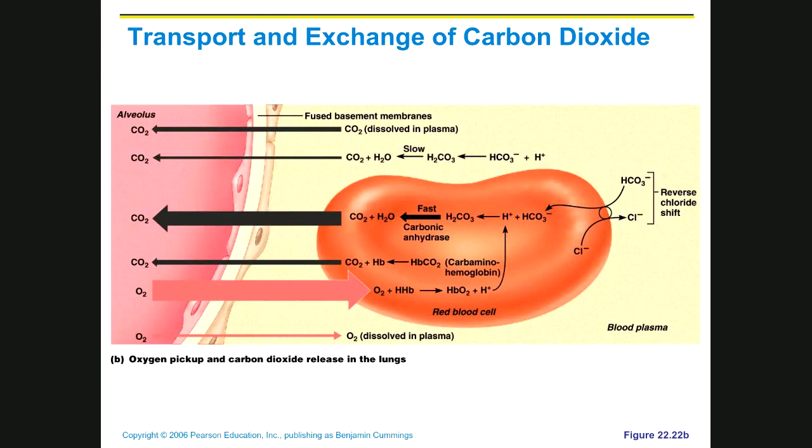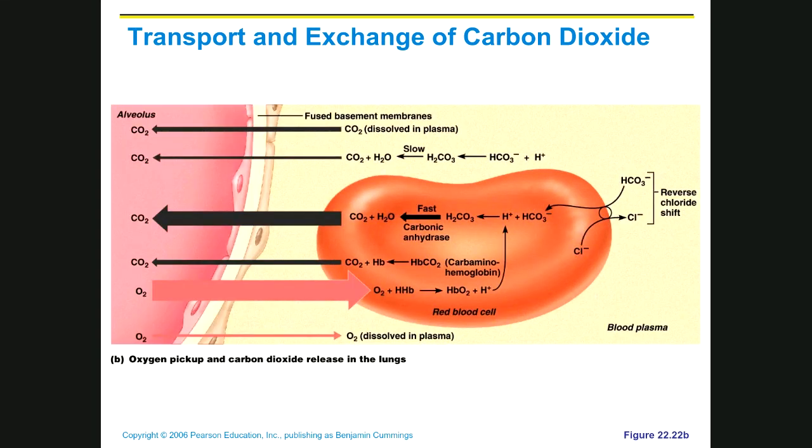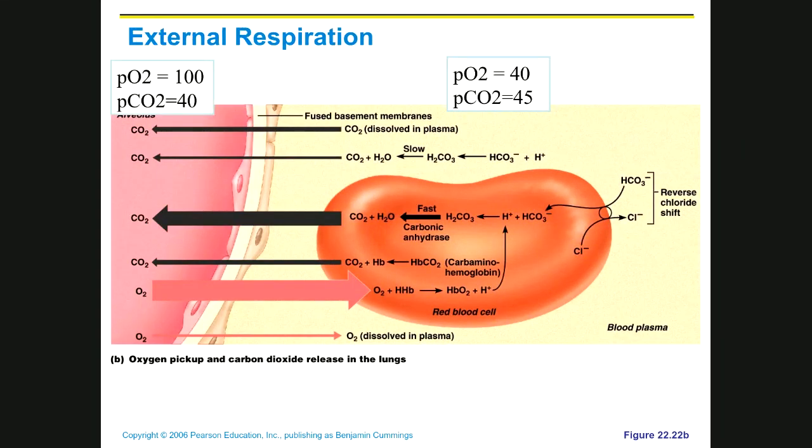And then back to the tissues again, and then back to the lungs again, and then back to the tissues again, over and over and over. Any questions? Remember, it only works because gases move down their gradient. So if we look at the gradient for oxygen, remember it goes this way. But if we look at the gradient for carbon dioxide, it goes this way.